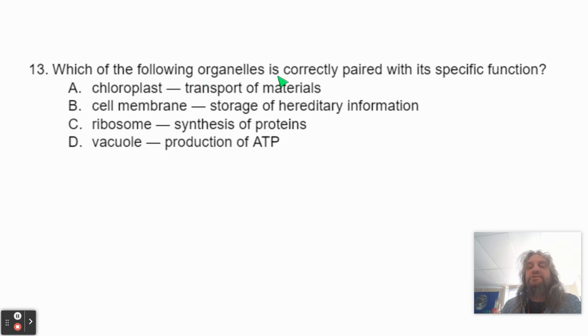Number 13, which of the following organelles is correctly paired with its function? A, chloroplast transports materials. B, cell membrane stores hereditary information. C, ribosome synthesizes proteins. D, vacuole produces ATP.